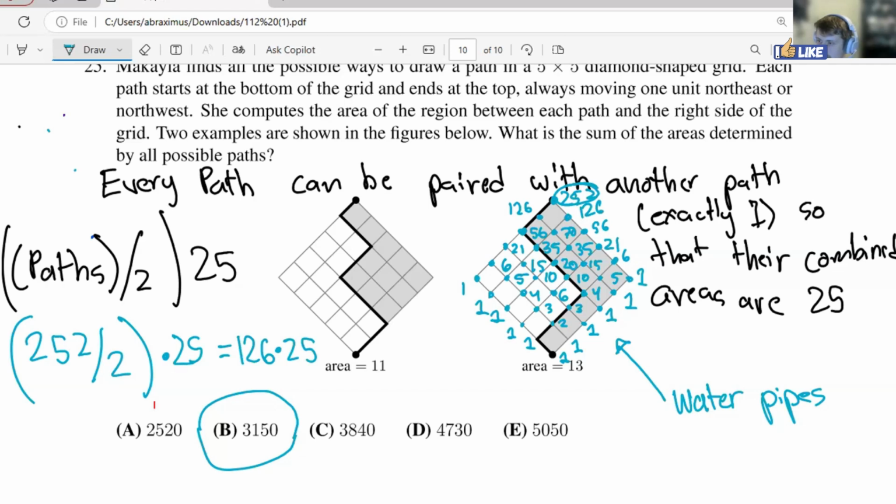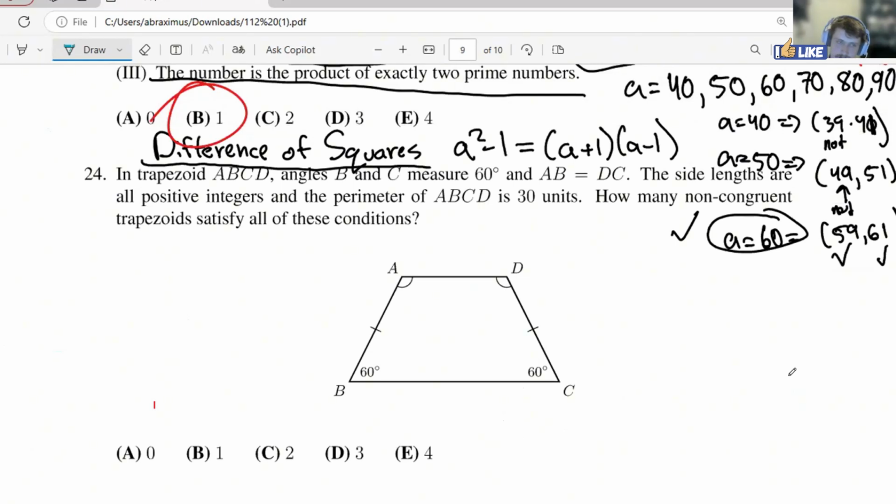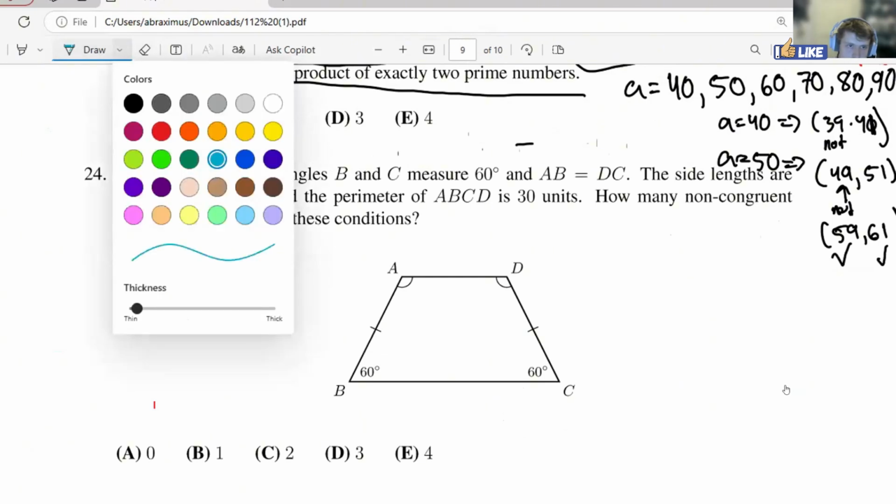Can we go back to 24? Yes. Okay. So, in trapezoid ABCD, angles B and C measure 60 degrees, and AB equals DC. The side lengths are all positive integers, and the perimeter of ABCD is 30 units. How many non-congruent trapezoids satisfy these conditions?